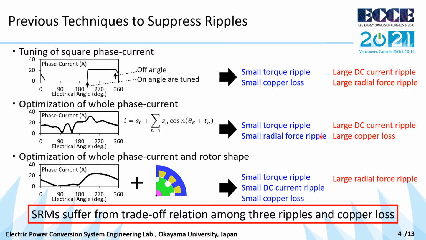Third is the simultaneous optimization of the phase current waveform and rotor shape. This technique is effective to achieve the small torque ripple, DC current ripple, and copper loss. However, this technique is also insufficient because the radial force ripple is not small. Consequently, the previous techniques suffer from the trade-off relation among the three ripples and the copper loss.